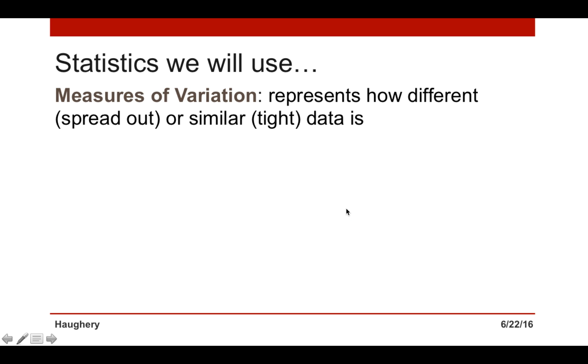And so if we look at measures of variation, these represent how different, spread out, or tight our data is. Two statistics we use for this are range and standard deviation. Similar, but we're going to find that standard deviation is a little more robust, and that's commonly what we'll use in industrial applications where we describe the variation in our data.